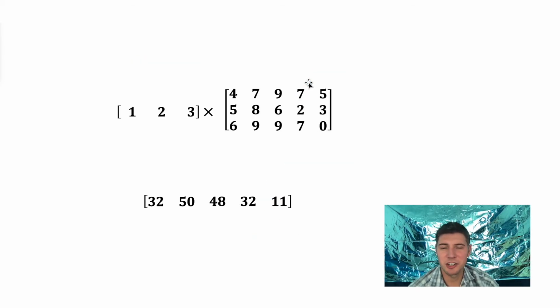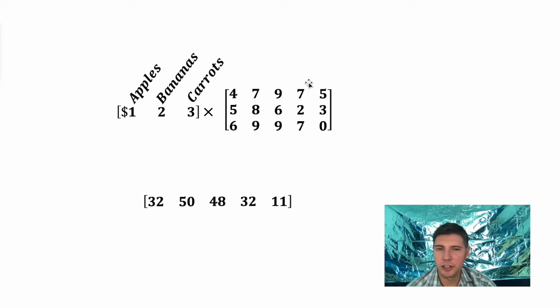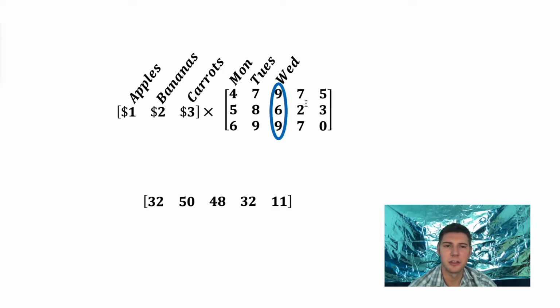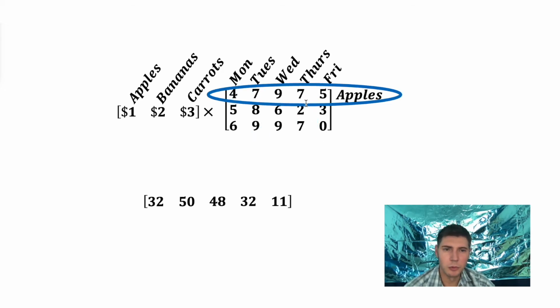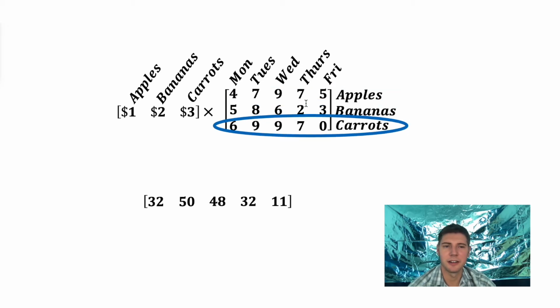So this seems like such a complicated method. Why do we do it this way? I'll show you with an example. If we have apples, bananas, and carrots, and we charge $1 for each apple, $2 for each banana, and $3 for each carrot, then on the other matrix, the columns can represent Monday, Tuesday, Wednesday, Thursday, Friday, the days of the week. And the rows will represent these apples, bananas, and carrots.